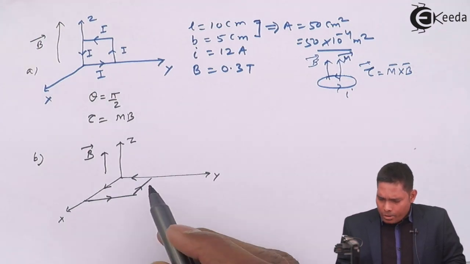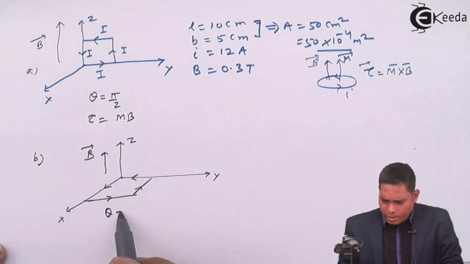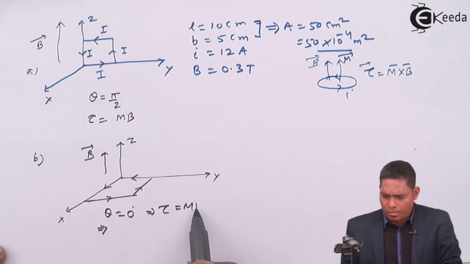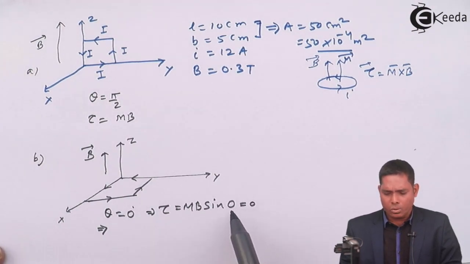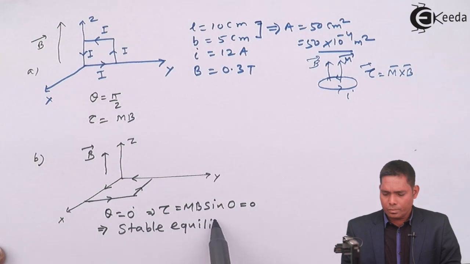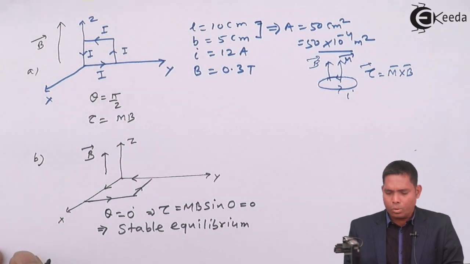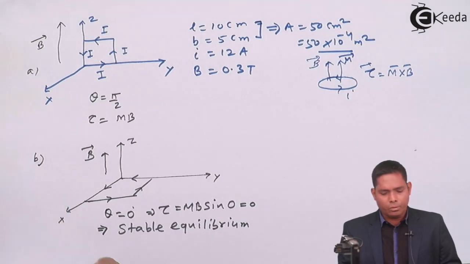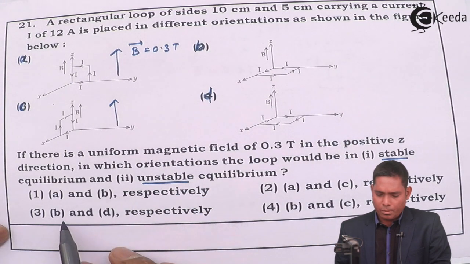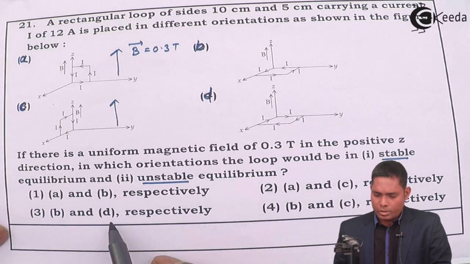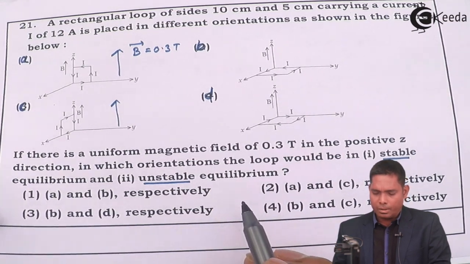Now, so here what I'm getting is theta is 0 degrees. So this implies that the torque is MB sine 0, which equals 0. When the net torque is 0, this is called stable equilibrium. So in this case the coil is in stable equilibrium. So option B is for stable equilibrium. So for that we have two choices, that is 3 and 4. So let us solve for the unstable equilibrium.